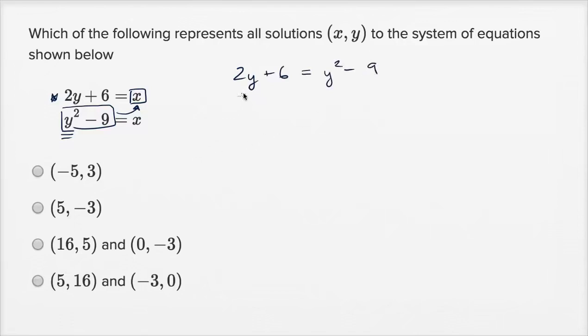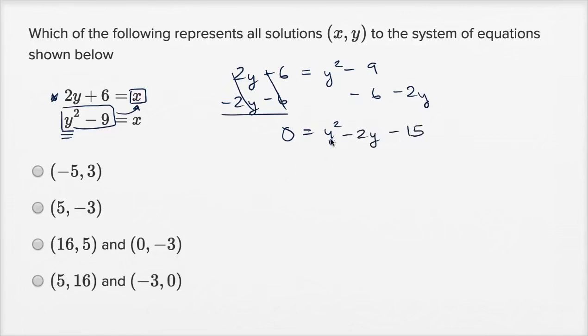And so let's just get zeros on the left-hand side. So we could subtract 2y from both sides, and we could subtract 6 from both sides. And then on the left-hand side, we're going to be left with 0. And on the right-hand side, you're going to have y squared minus 2y minus 15.